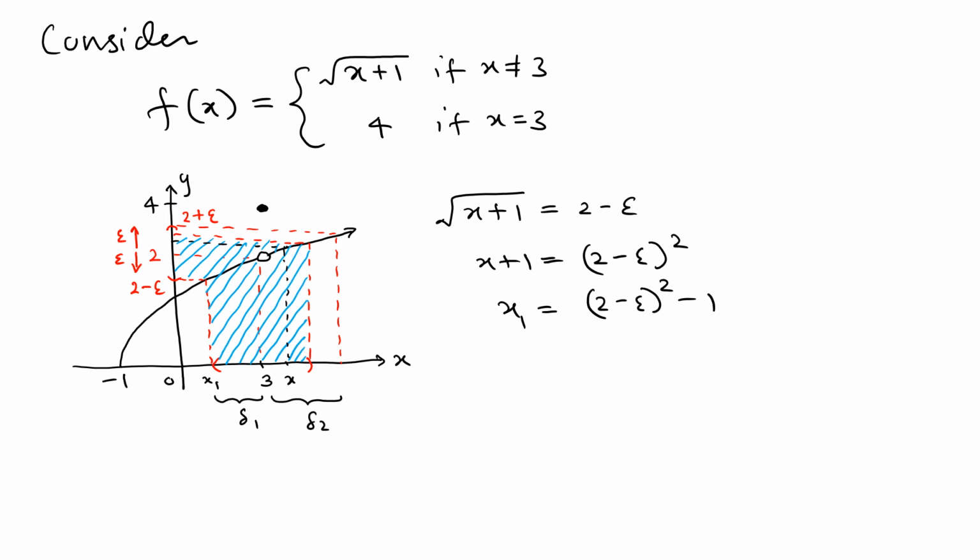Now I'm going to call it delta 1, and you can see that is the gap between 3 and x1. So this is simply 3 minus x1, which is 3 minus ((2 minus epsilon) squared minus 1). And if you simplify, you will get 3 minus.